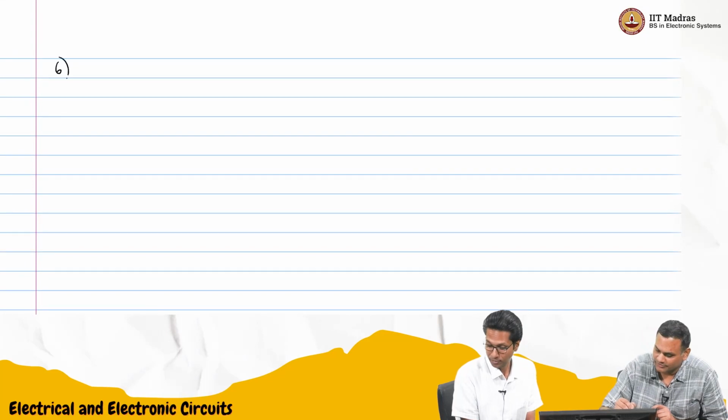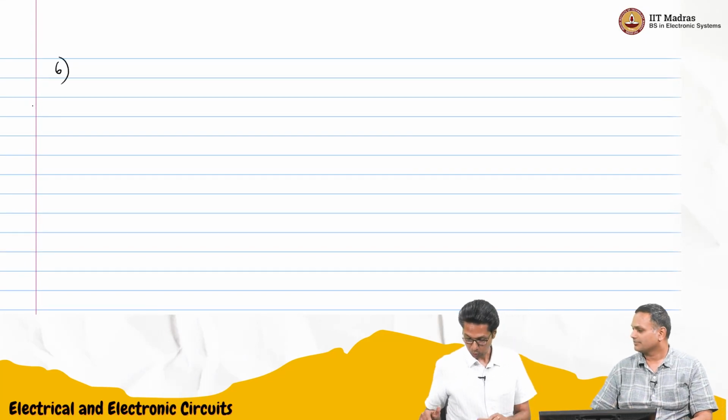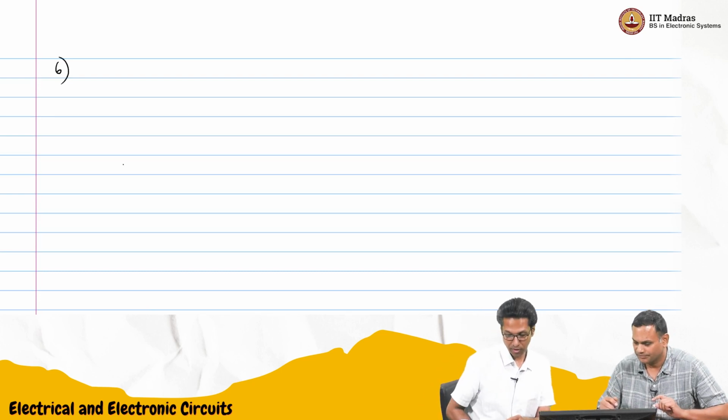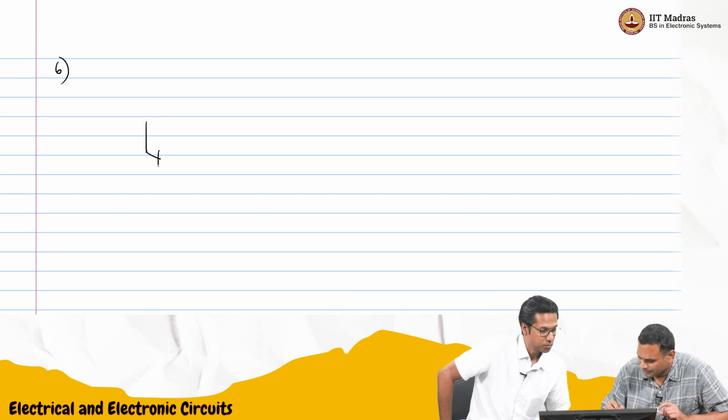So, Bobby, what shall we do next? We'll do one current mirror problem. Sure. I have one here. So, we'll draw a basic current mirror. I'll give the numbers.